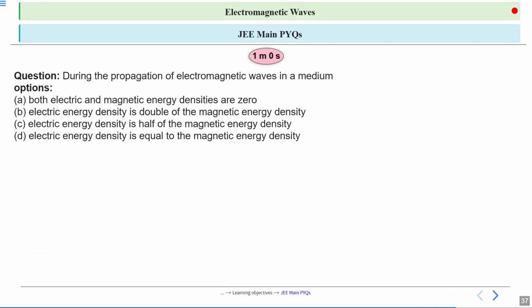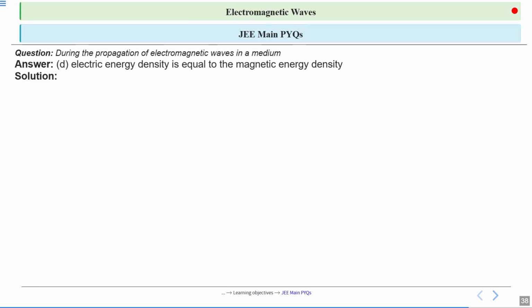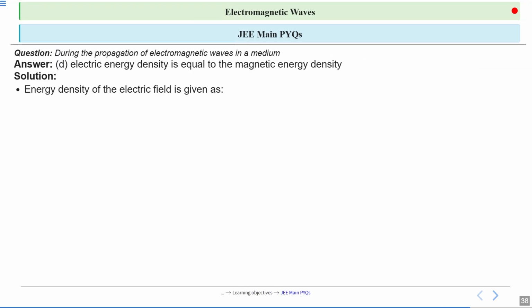So next question. During the propagation of electromagnetic waves in a medium, both electric and magnetic energy densities are zero; electric energy density is double the magnetic energy density; electric energy density is half of the magnetic energy density; or electric energy density is equal to the magnetic energy density. So which option is correct? So option D is correct. Electric energy density is equal to the magnetic energy density.